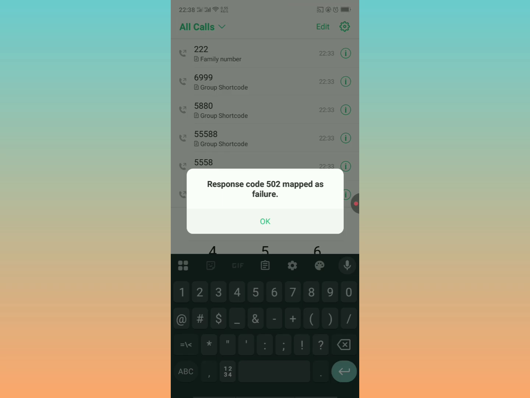So this error usually means temporary server communication problem, network delay between Airtel Money and the KCB Bank systems, service maintenance or system congestion, and these are the possible solutions. You can wait a few minutes and try again, check your network signal, restart your phone, contact Airtel Money customer care, or visit the nearest Airtel service center.